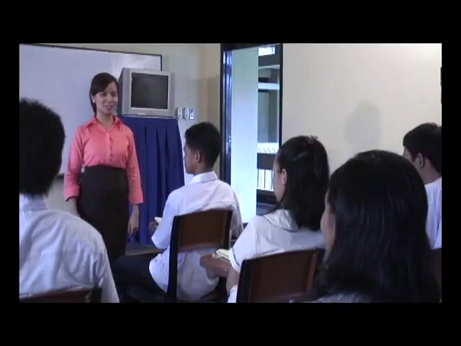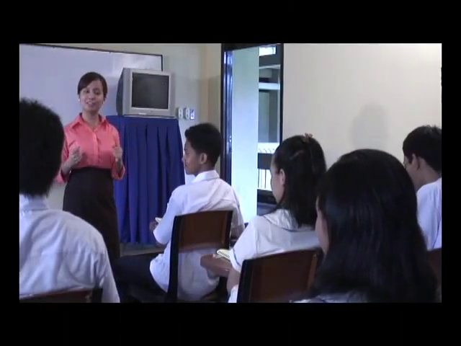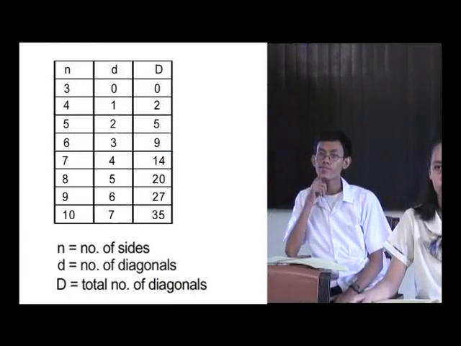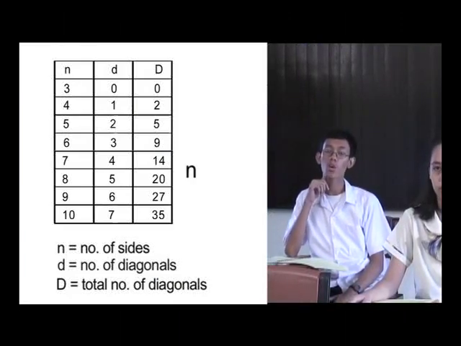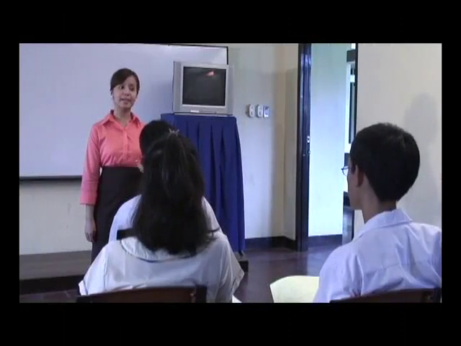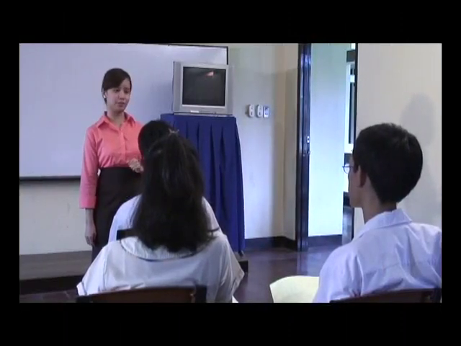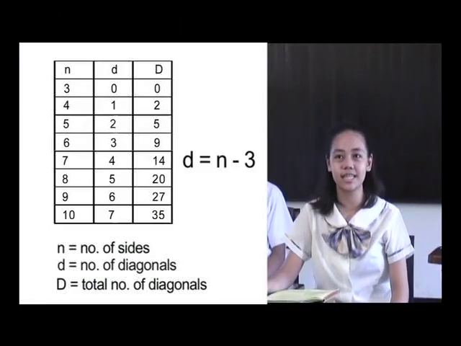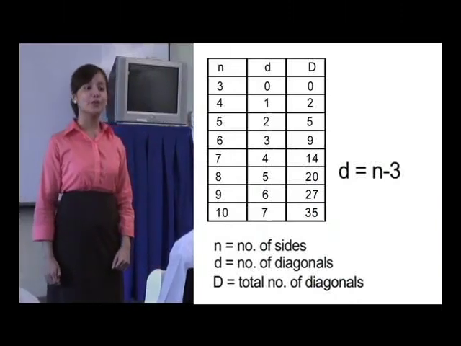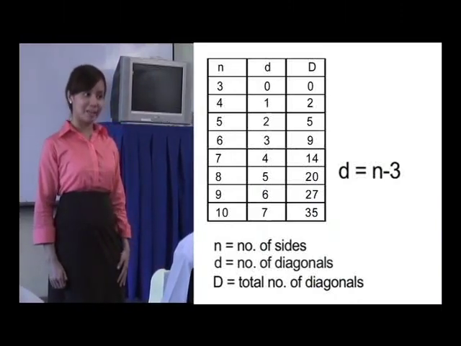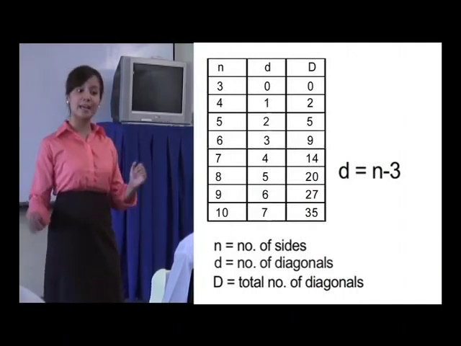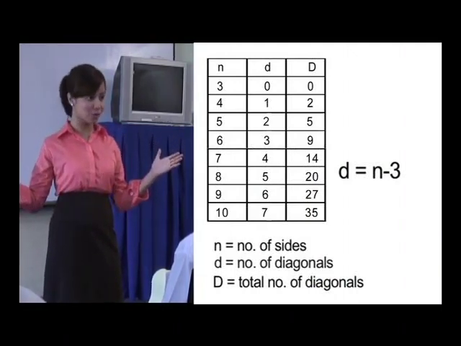Very good observation, Tisa. How should we express the relationship between n and d then? How about n minus d equals 3? That's right. So how can we get d from n using this equation? I know. d is equal to n minus 3. Yes, you're right. The number of diagonals that pass through a given vertex is 3 less than the number of vertices. Can anyone explain why this is so?